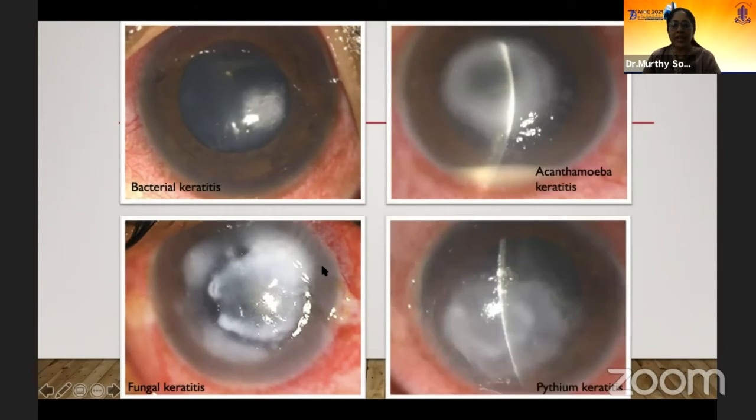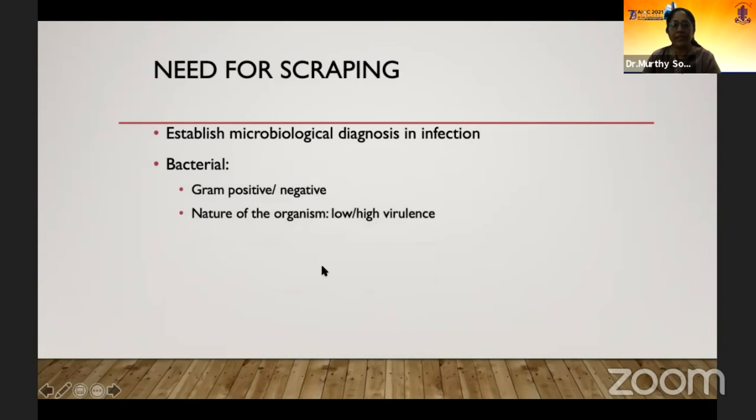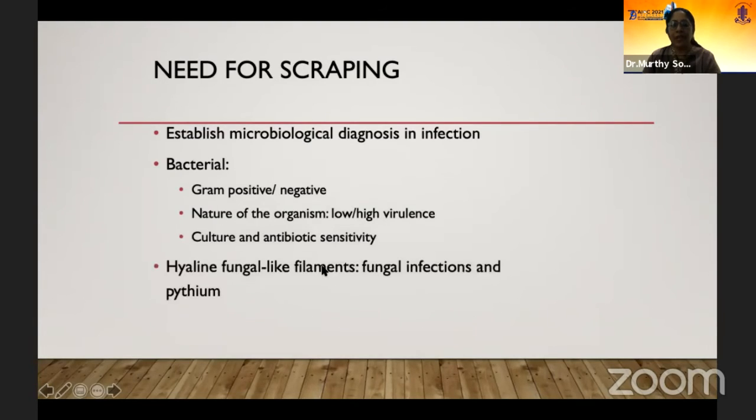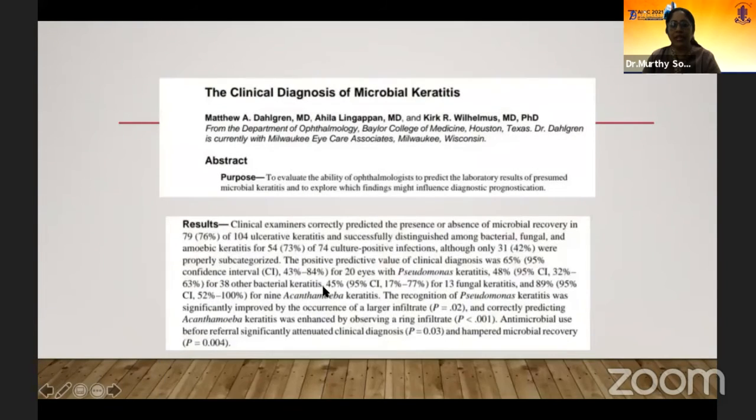But the answer to that is that the need for scraping is that we need to establish the diagnosis so that we know whether it's bacterial, whether it is fungal or parasitic, and even fungal-like filaments can sometimes be pythium. So we really need to know that. And because clinical diagnosis alone is not enough, we can only make out around 65% of cases when we diagnose them clinically.